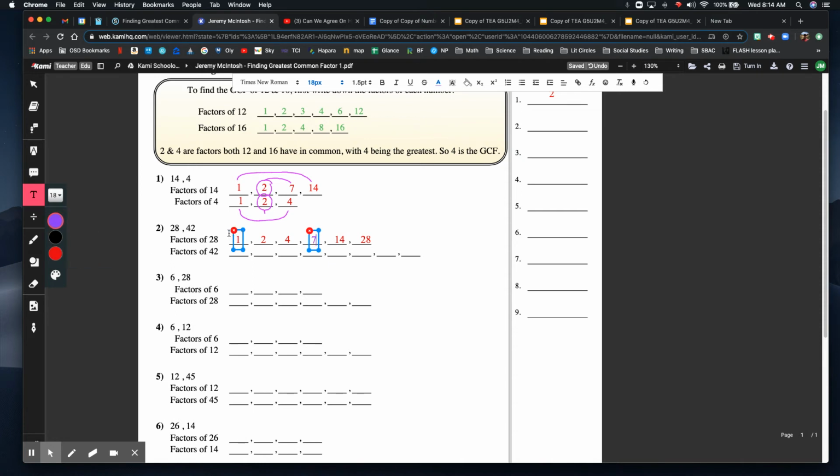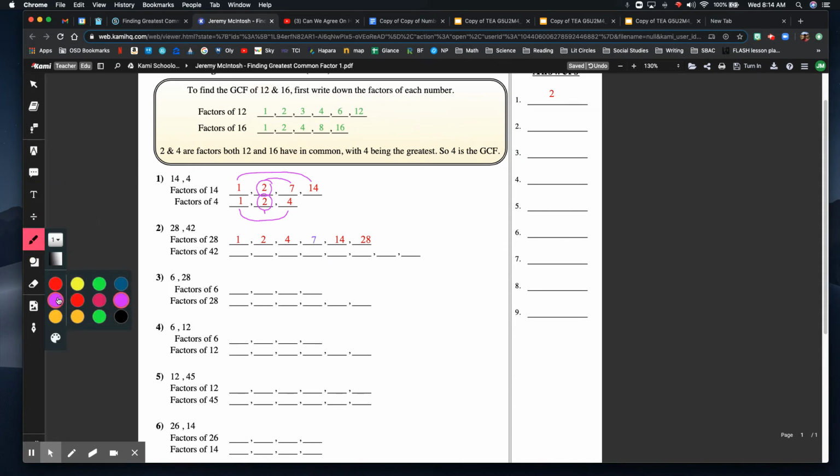I'm going to show you those factor pairs using my drawing tool here again. So 1 times 28. Ooh, look at that, the 7 turned purple. 2 times 14 and 4 times 7. Those are my factor pairs.